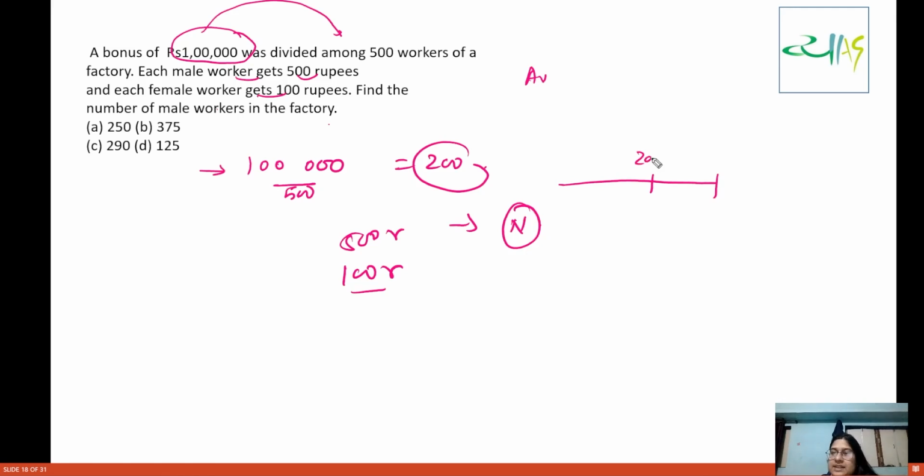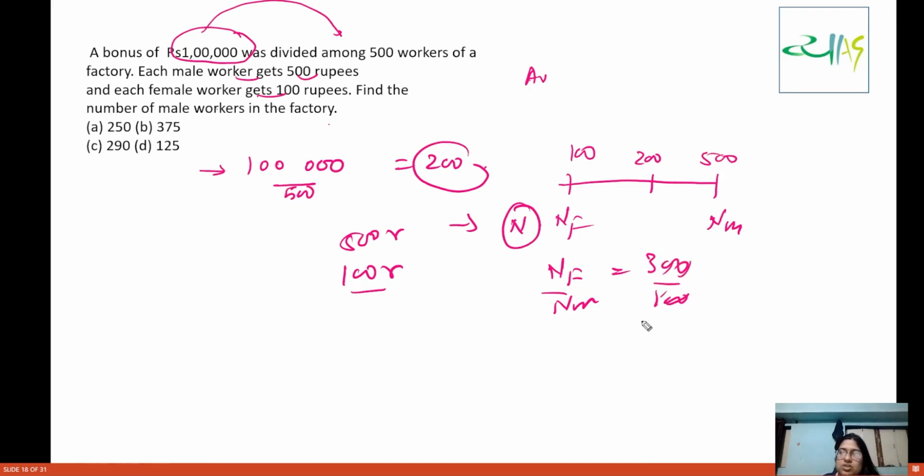First we'll put the average here. Here 500, here 100. We put our NF and NM here, and NF by NM we got how much? This 300 by 100. So again we were getting ratio 3 is to 1. Okay, so now we are getting this 500 divided by 4.